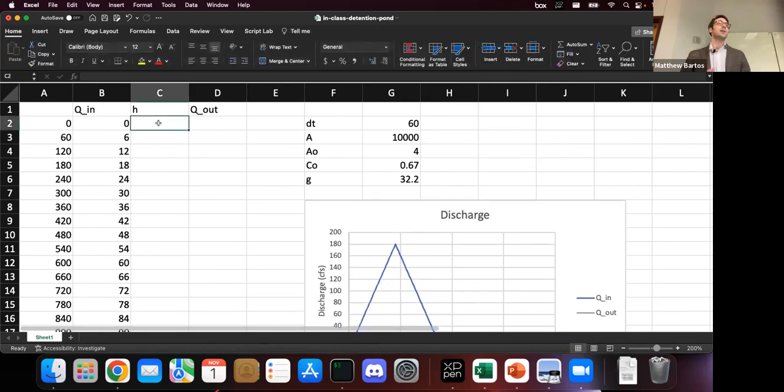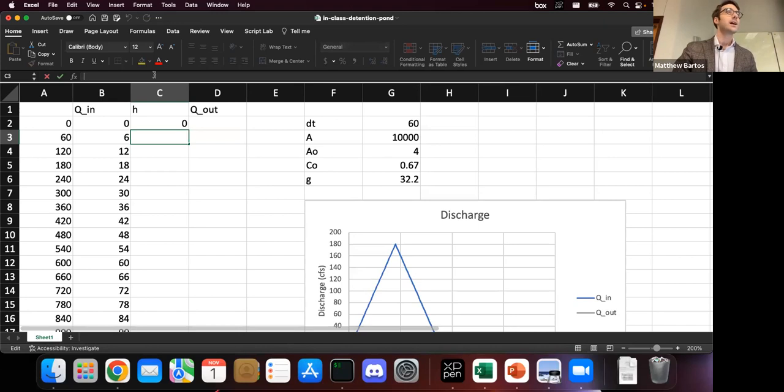And now we need to do the hardest part, which is to figure out what the depth is at each time step. So we have an initial depth of 0 at time 0. And for the remainder of the time steps, we need to use that equation that we specified earlier. And I closed out my open board program, but I will write it out for you in this cell here.